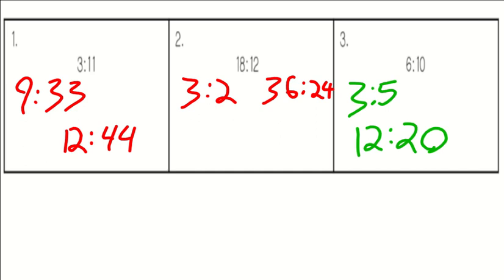We could multiply by anything. You can even multiply by things that aren't whole numbers to make them equivalent. All right, so if I do times 2.5, 6 times 2.5 is 15. 10 times 2.5 is 25. That would still be equivalent. It doesn't have to be whole numbers, okay?